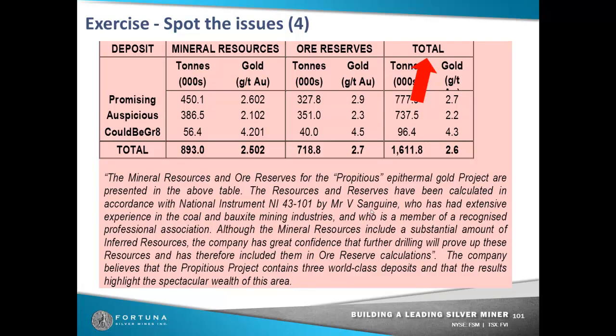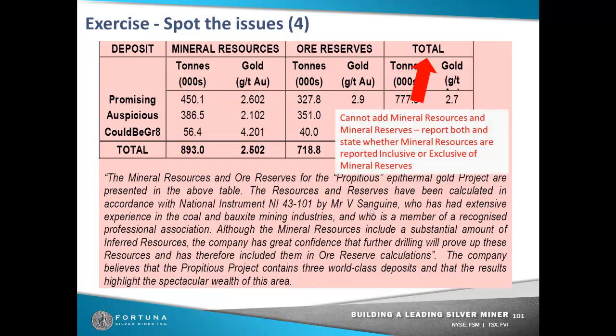Issue number 4 is in respect to the total which has been added up across both the mineral resources and ore reserves. So the mineral resources and reserves have been added together and reported as one single unit, and that is not allowed under NI 43-101. You have to report mineral resources and reserves separately, and you'd have to state whether the resources are either inclusive or exclusive of the mineral reserves.